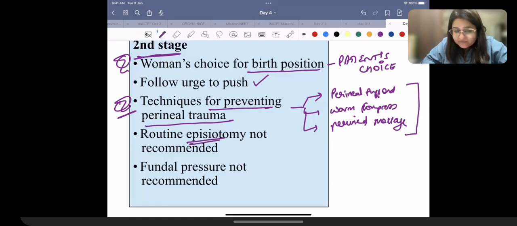Remember, episiotomy nahi dena hai. Episiotomy is not going to reduce the incidence of perineal trauma. Episiotomy itself is trauma, hai na? So giving episiotomy is not recommended routinely. And fundal pressure नहीं देना है.